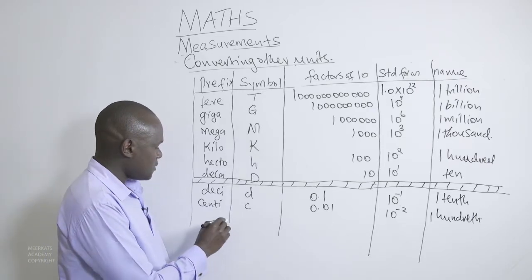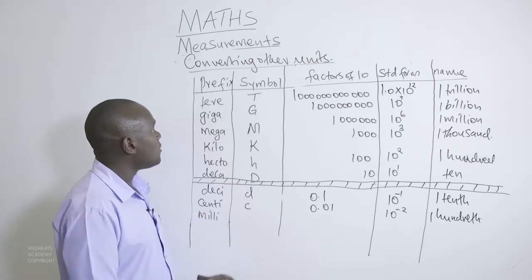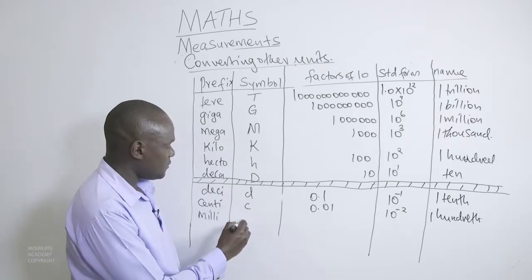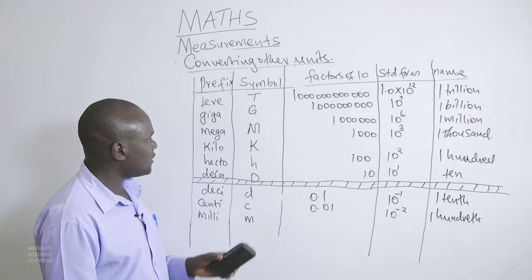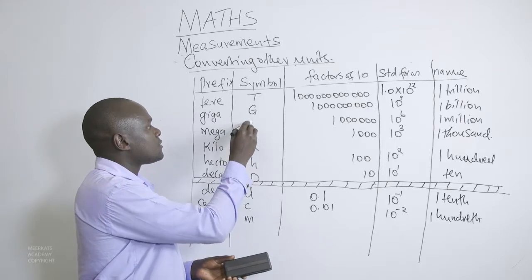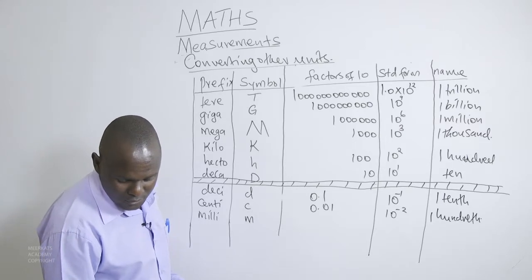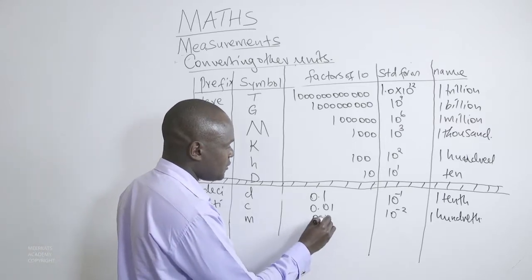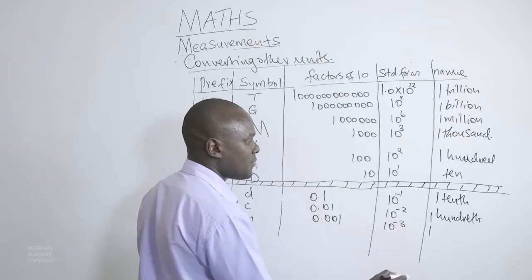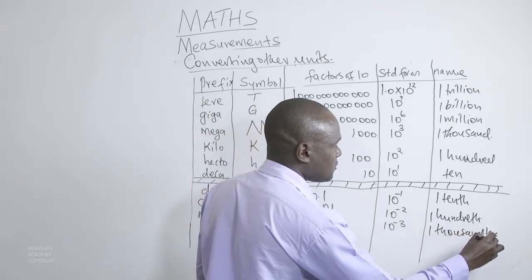Next is milli. Milli is different from mega. This one is denoted by small letter m. It is different from mega, which is capital M. This is capital M, and this is small letter m. And milli stands for 0.001, which is 10 raised to power negative 3, and this is 1,000th. Thousandths.